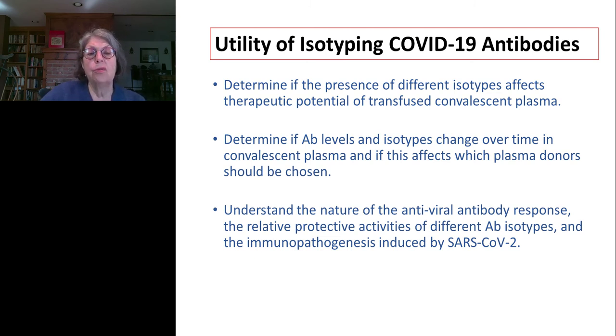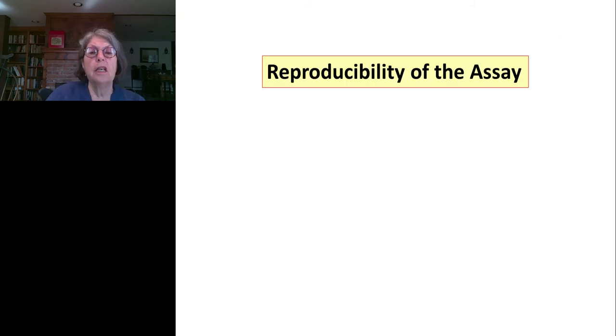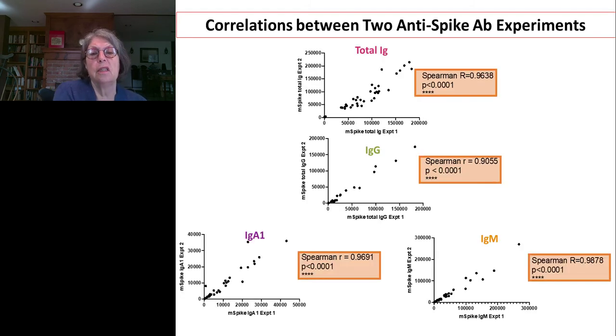Finally, I want to talk about the reproducibility of the assay. I'm showing you in this slide the correlations between two anti-spike antibody experiments. And you can see the very good correlations. The R values are above 0.9. The P values are less than 0.0001 for each of the isotypes that we were looking at. So it's very reproducible assay to assay.